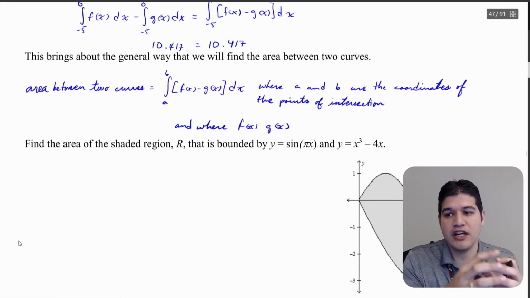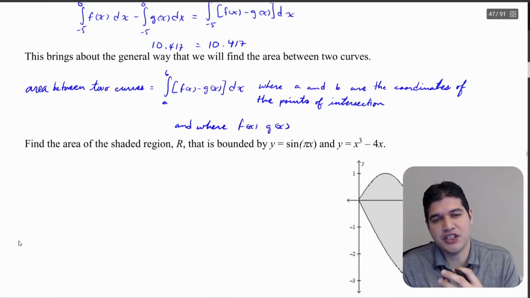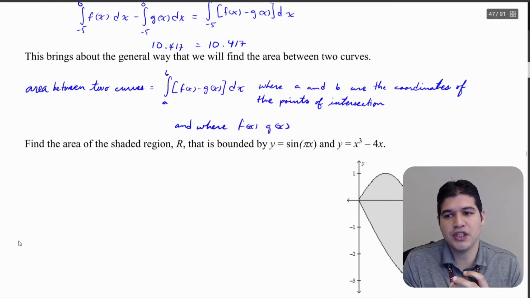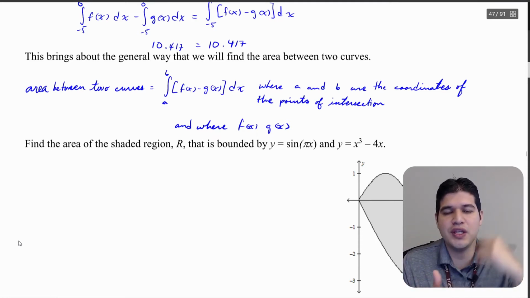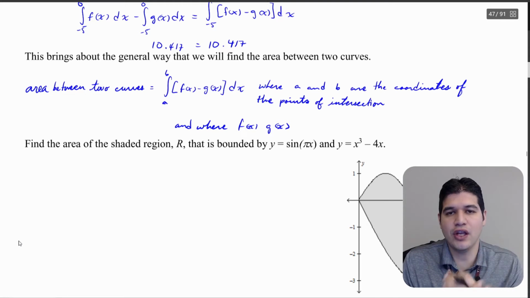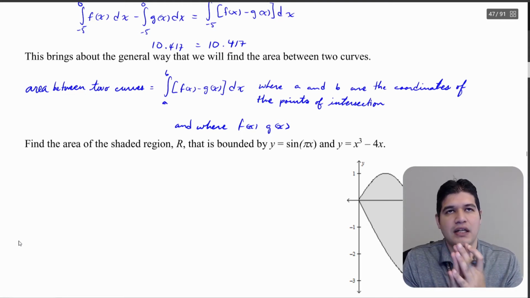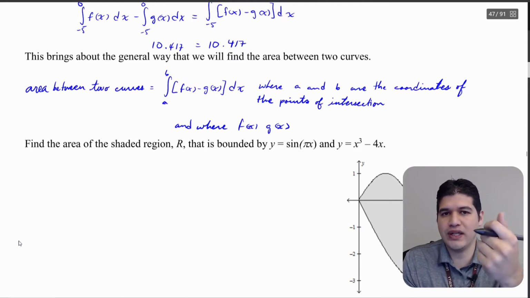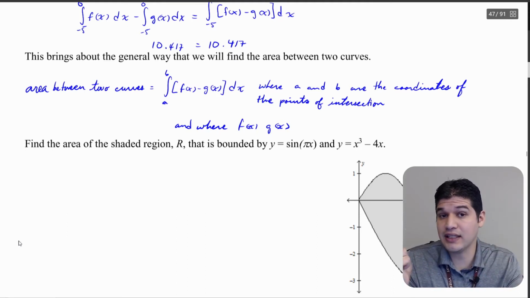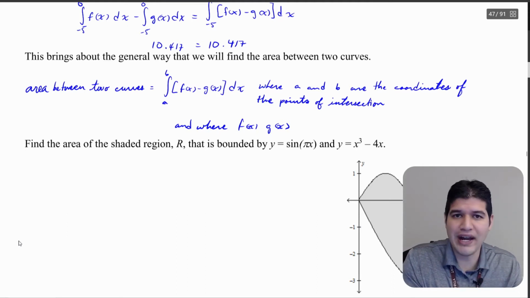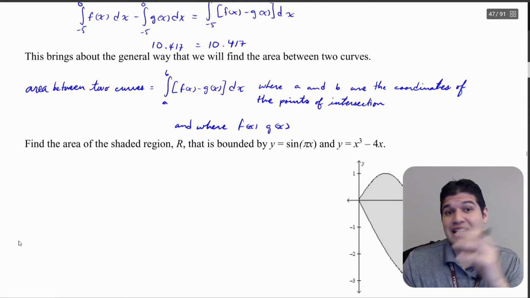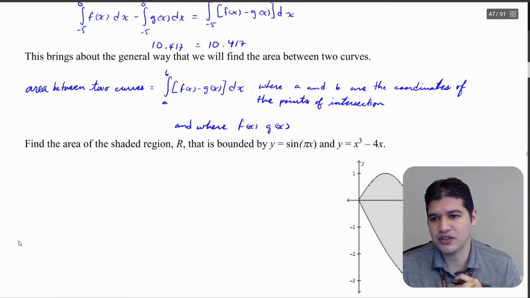In order to find the area between f of x and g of x, the area between two curves, you're just going to find where those points of intersection are, and then you're going to do the upper function minus the lower function. And in some cases, we could find where those y points are intersecting, not the x values, and we could do the right function minus the left function in some very specific cases.